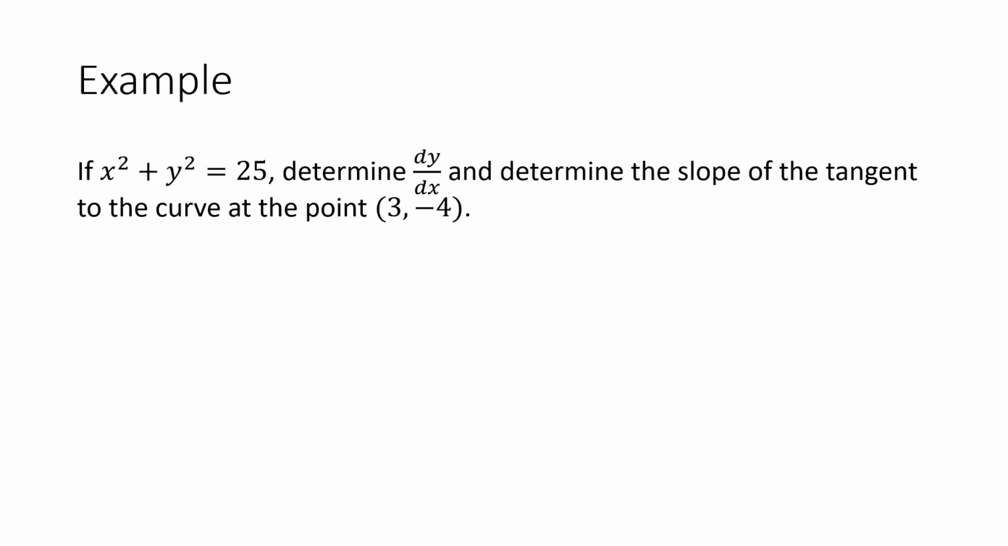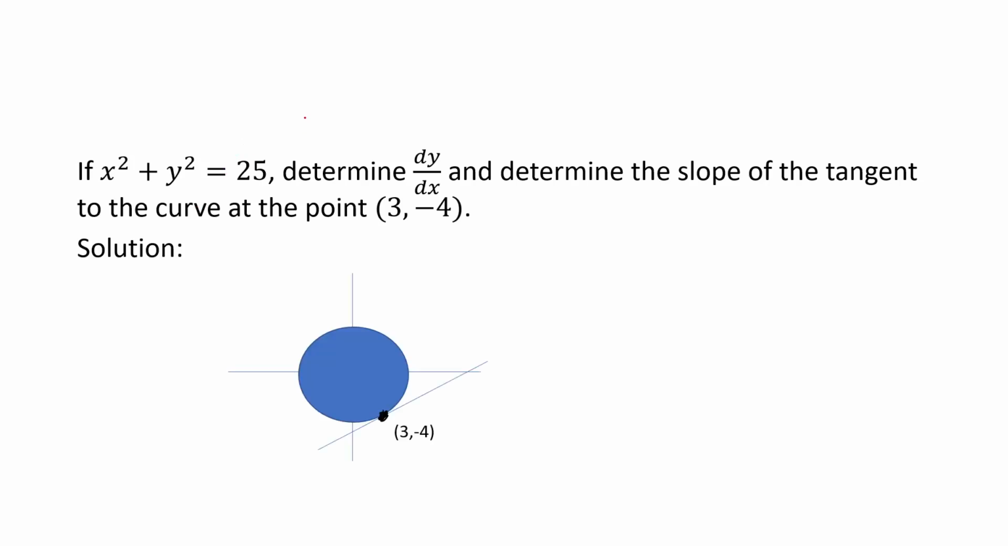So suppose you were given the equation x squared plus y squared equals 25. You want to determine dy over dx and determine the slope of the tangent at the point 3, negative 4. Well, we recall from grade 10 math that this is a circle with a radius of 5. It actually looks like what you see on the screen. There's a circle with a radius of 5. There's a point 3, negative 4, which is on the circle because it meets the condition that x squared plus y squared equals 25. And so what we want to do is figure out the slope of that tangent line.